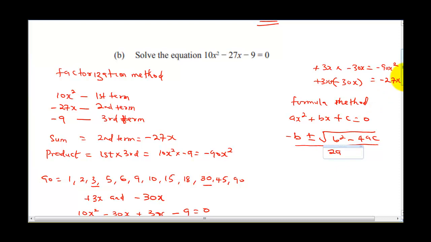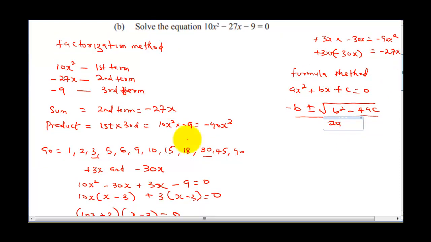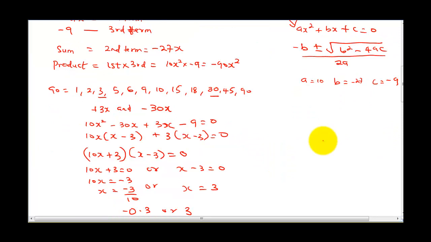Okay, so in order to solve this, all we need to do here is compare this equation with this. Now, when you compare these two equations, you're going to get our a to be 10, our b to be minus 27, and our c to be minus 9. So from here, in order to solve this question, we are going to be substituting the parameters into this formula.